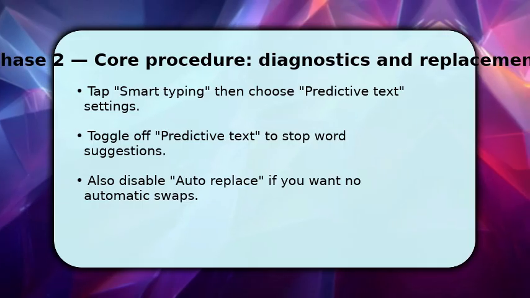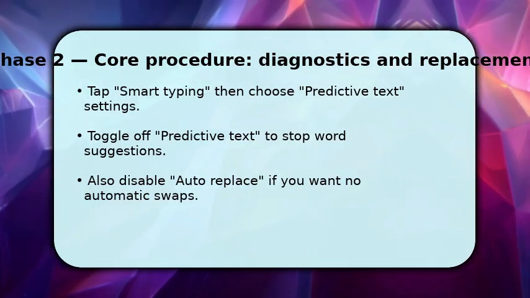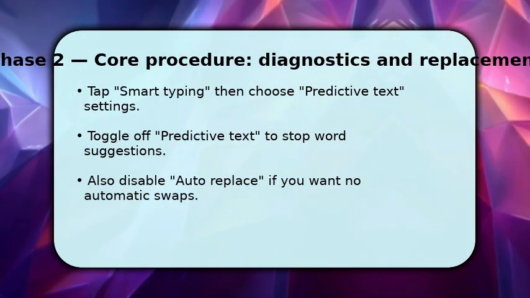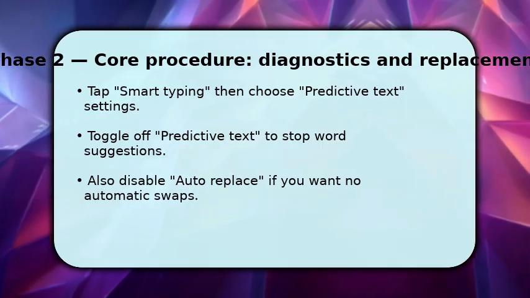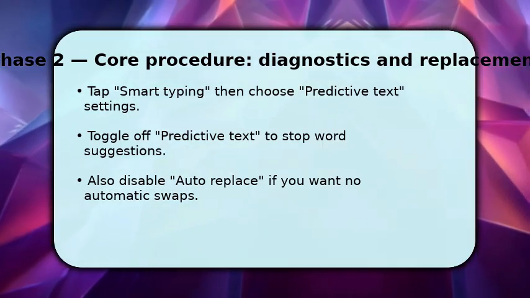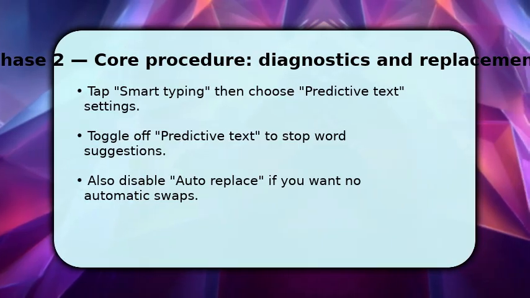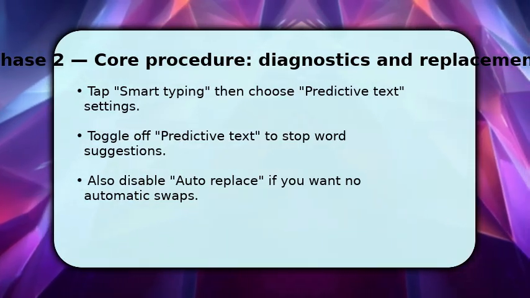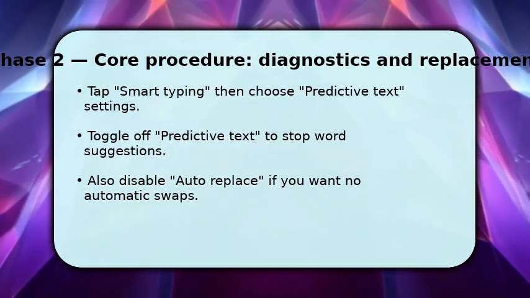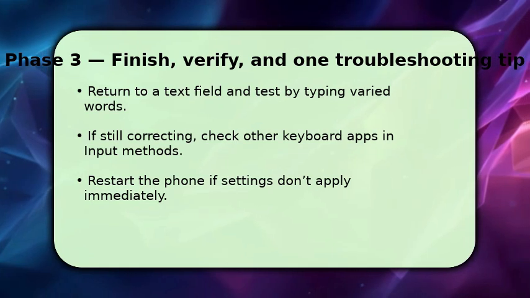Make sure to also find Auto Replace and disable it if you want to prevent automatic substitutions. Predictive suggestions differ from Auto Replace. This step removes intrusive corrections while keeping typing corrections under your control. If you prefer some assistance, you finish by testing in any messaging app.